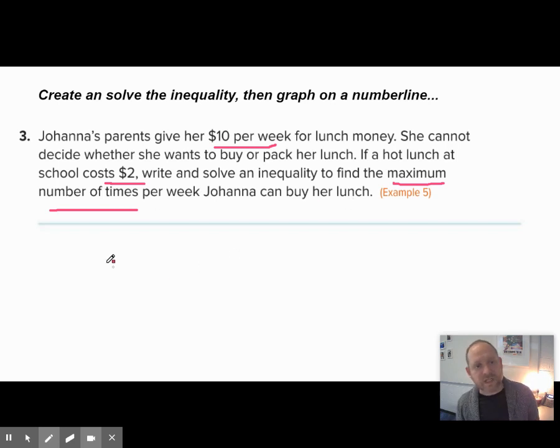So in this case, I know that I'm going to have the school lunch, which will be $2 per time. And we want to know the number of times that Joanna can buy her lunch. So let's use T for the number of times. So we would have to, first of all, give our variable. So if T represents, I'm just going to write this in shorthand for right now, the number of times she can buy a lunch.